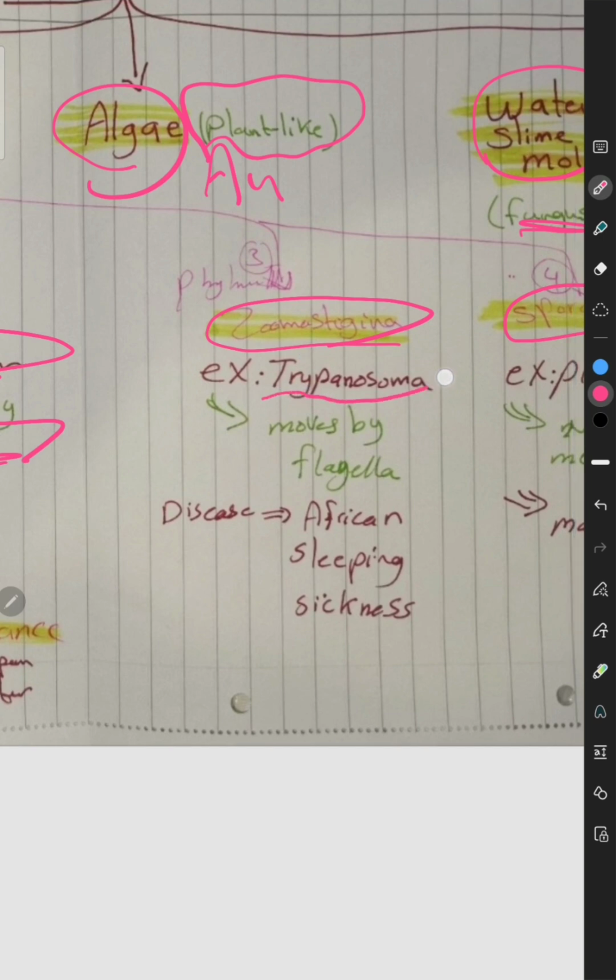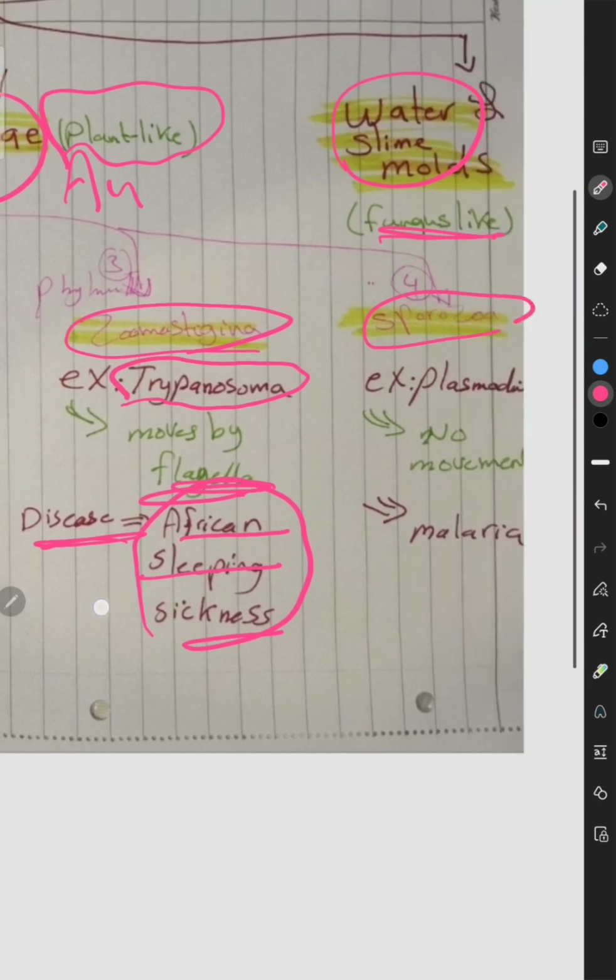The third phylum is Zoomastigina. An example for it is the protozoan Trypanosoma. This organism moves by flagella, and it can cause a disease for us called African sleeping sickness, or trypanosomiasis. This disease is transmitted by the tsetse fly.